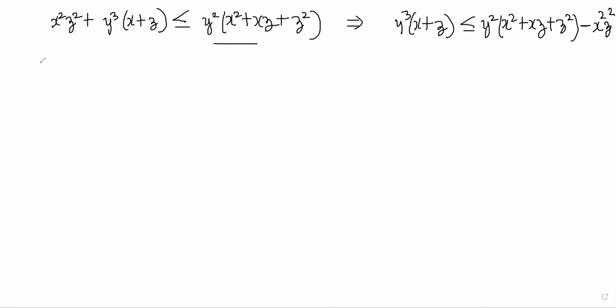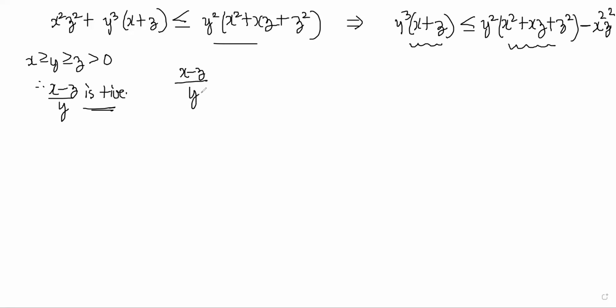Now we know from the problem that x is greater than or equal to y is greater than or equal to z is greater than 0. So therefore (x minus z) by y is positive. I want to multiply by x minus z because that will make this x square minus z square and this one x cube minus z cube. So I want that x minus z somehow, right? So I will multiply both sides by (x minus z) by y.